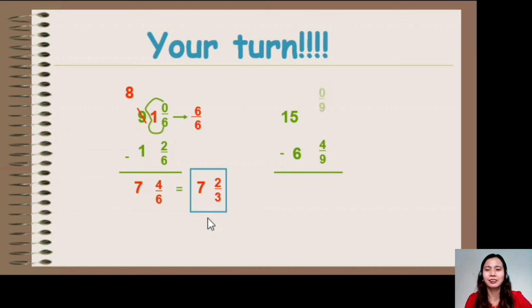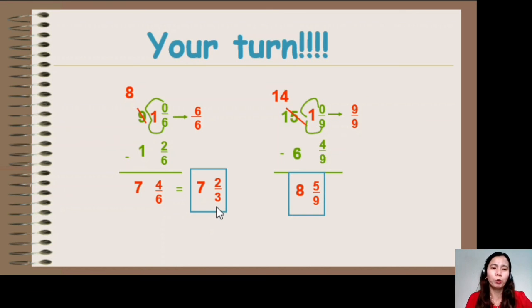Okay, let us check. So we have 9 minus 1 and 2 over 6, that is 7 and 2/3. Then 15 minus 6 and 4 over 9, that is 8 and 5 over 9.